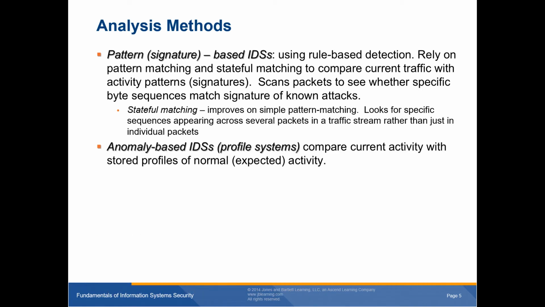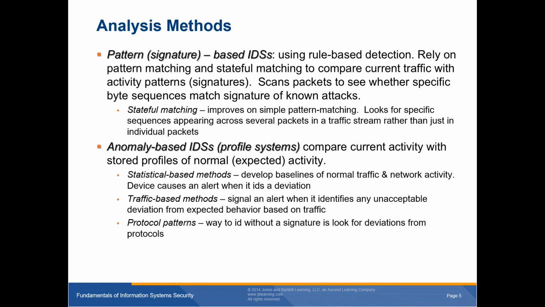Anomaly-based IDSs, or profile systems, compare current activity with stored profiles of normal expected activity. These include statistical-based methods, which develop baselines of normal traffic and network activity. The device causes an alert when it identifies a deviation. Traffic-based methods signal an alert when they identify any unacceptable deviation from expected behavior based on traffic. And protocol patterns: a way to identify without a signature is to look for deviations from protocols.